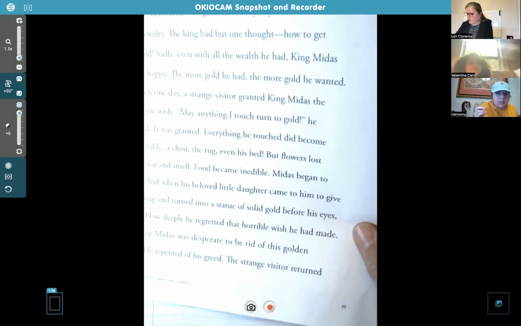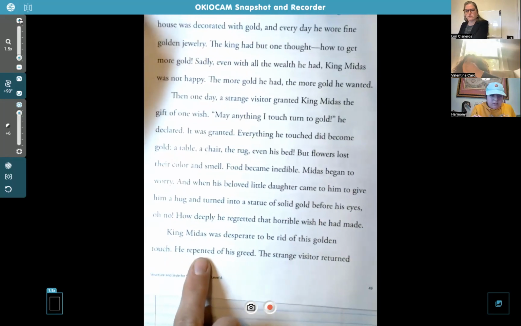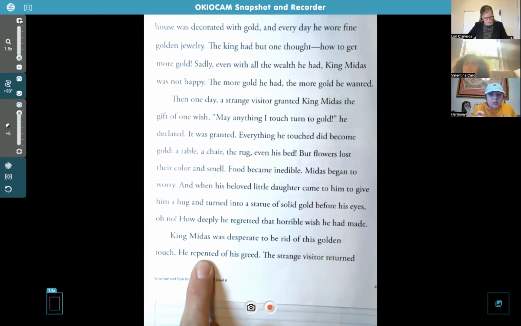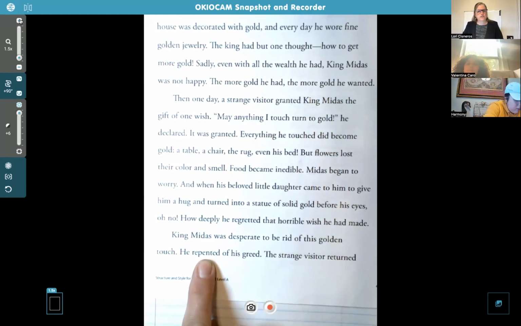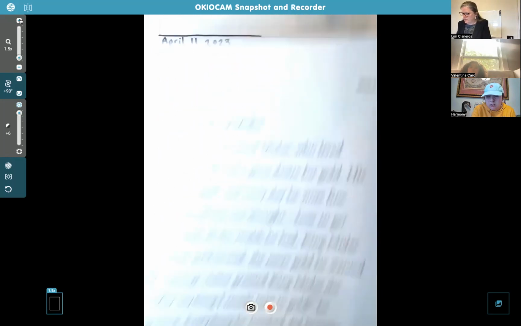Ah, here it is at the very bottom of page 49, right here. It starts with an R again. You know this word, Harmony? Read it. Repented. Good, repented. So that means he said to himself, I'm never going to do that again. That's what it means to repent, to realize he did a bad thing, and then to promise he won't ever do it again.